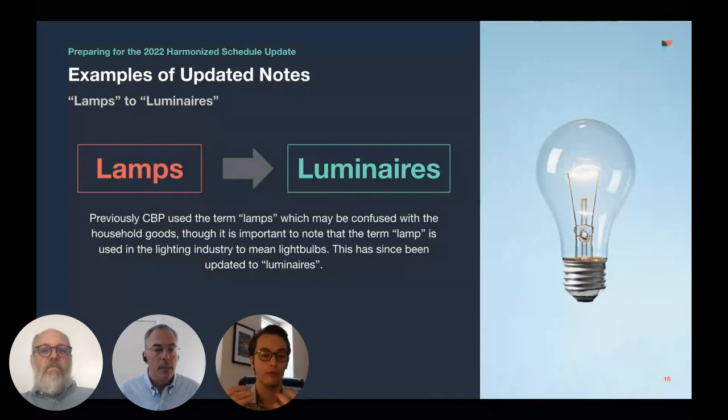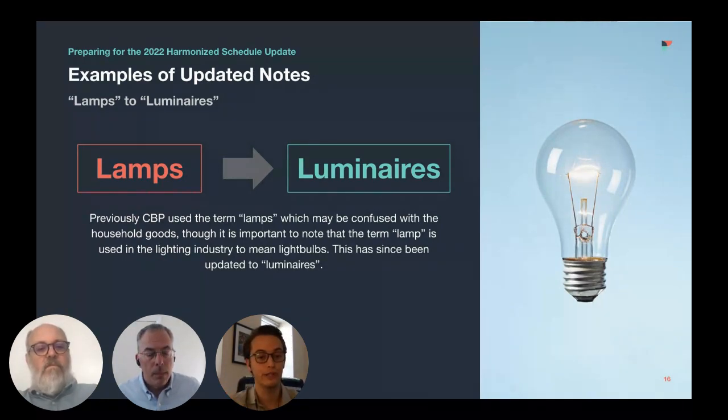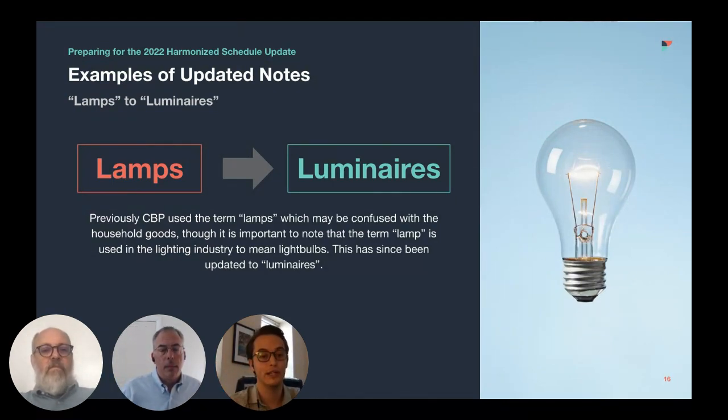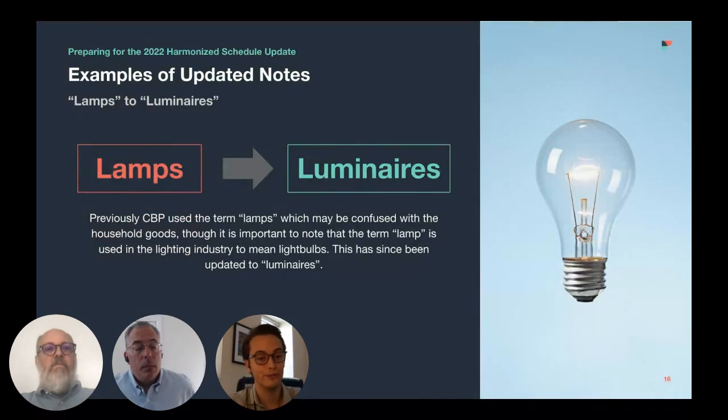Lamps that we might call light bulbs, as pictured there, are going to stay in 8539 where they have been: an isolated source of light with a base, usually surrounded in a glass envelope. That's what we have pictured there. But luminaires, lighting fixtures, lighting fittings, those have always been in 9405, but by using the word luminaires instead of lamps, it's a lot clearer and easier for importers to understand, or for brokers to explain to their importers of these products.